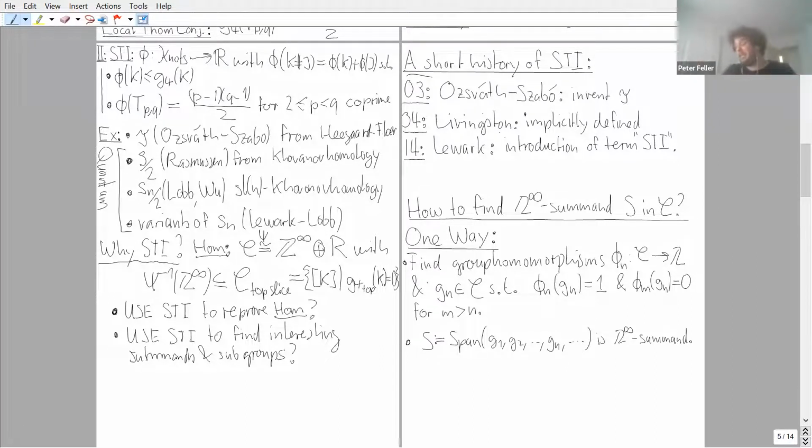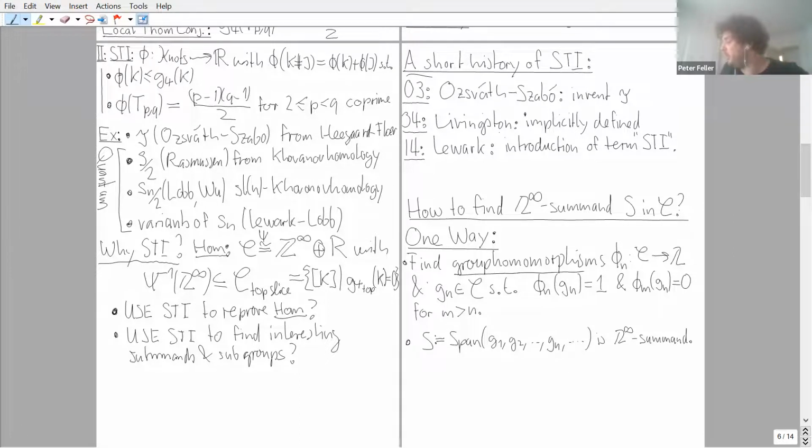And this actually makes sense, and I'm going to give you quickly over here some reasoning. Whenever you want to find infinite cyclic subgroups, summands even in some group, abelian group, I don't even need this to be C. This just works in general. One way is to find many group homomorphisms.